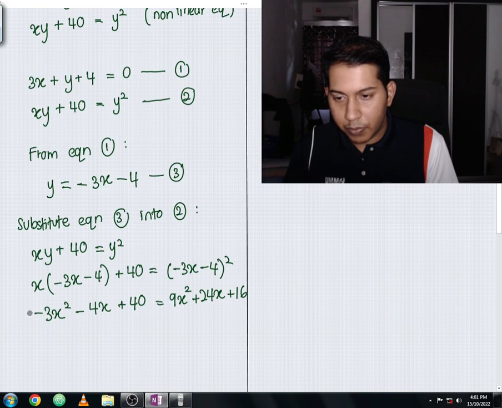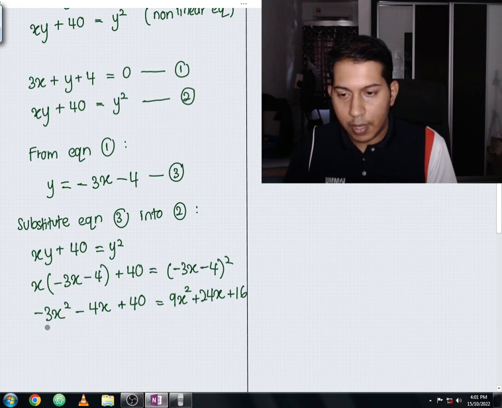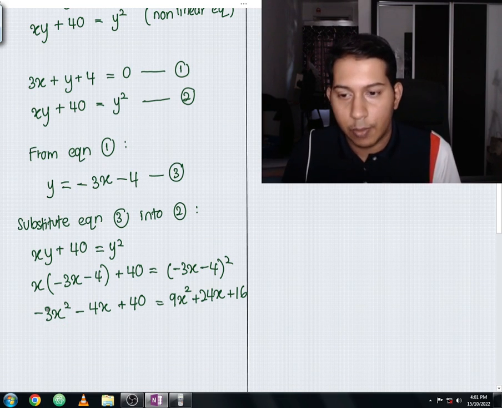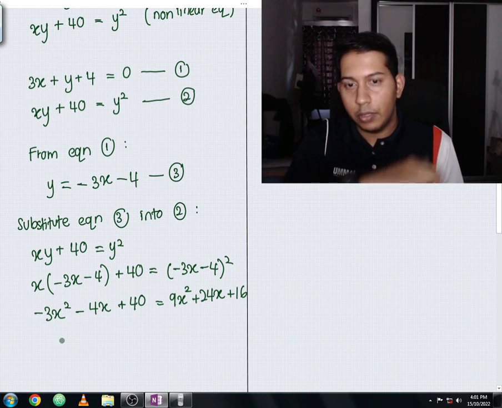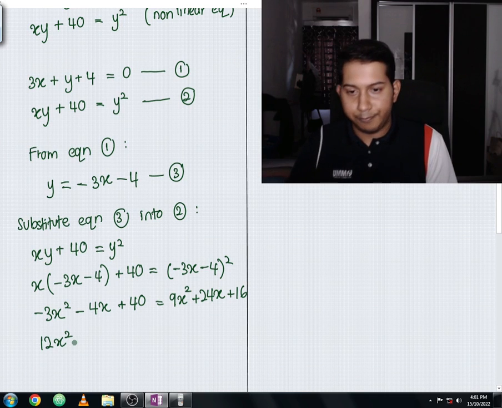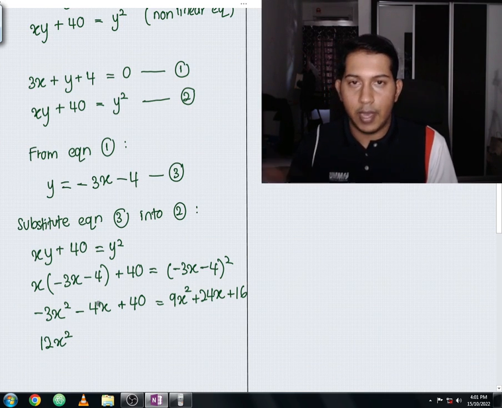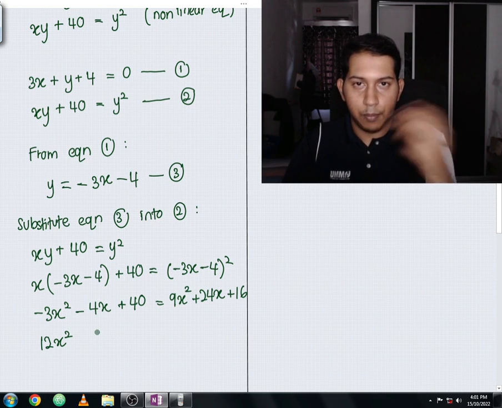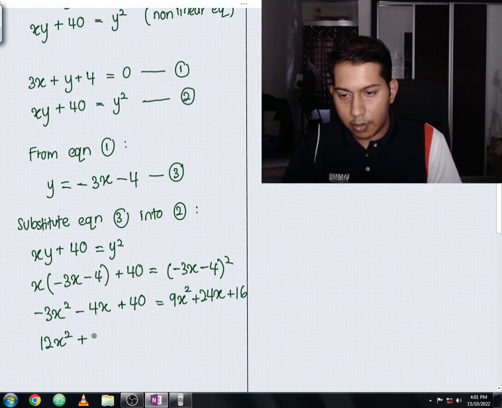So from here we solve in order with the highest power first. So from here 9x square plus 3x square. Why plus 3x square? This negative 3x square from the left hand side, move it over to the right hand side. So from here you get 12x square. Okay, negative 4x plus 24. This negative 4x, you move it over to the right hand side, so it becomes positive 4x. So 24x plus 4x, you get 28x.